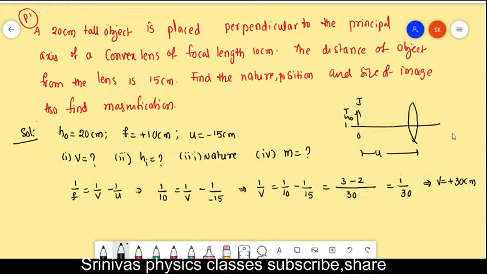That means the image forms on the right side at a distance of 30 centimeters, right? Image forms on the right side. Understood, students? Is it correct? Plus 30 centimeters. Image forms on the right side of the lens, at a distance of 30 centimeters on the right side of the lens. Is it correct? On the right side of the lens.